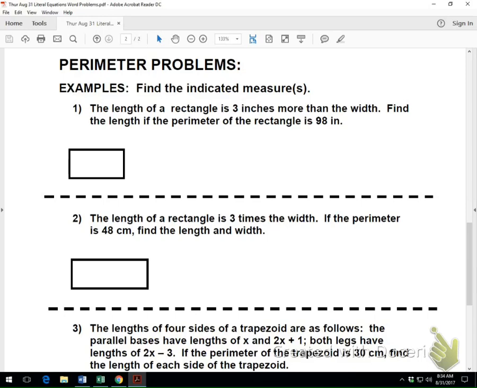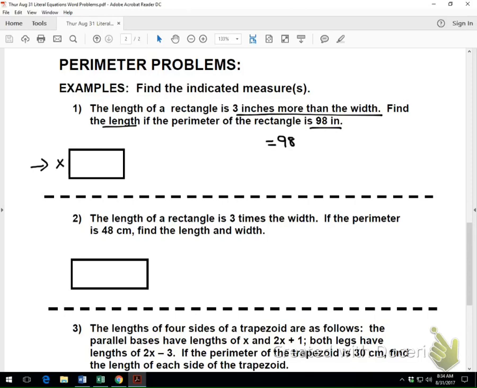Okay? So it says the length of a rectangle is 3 inches more than the width. Find the length if the perimeter of the rectangle is 98. So they're already saying it equals 98 in perimeter. Now we got a label. Now here's where you got to figure out what is what. So first of all, let's look at our width, which is this left side right here. Do we know what our width is? Does it tell you flat out what your width is? No. So I'm going to use x.